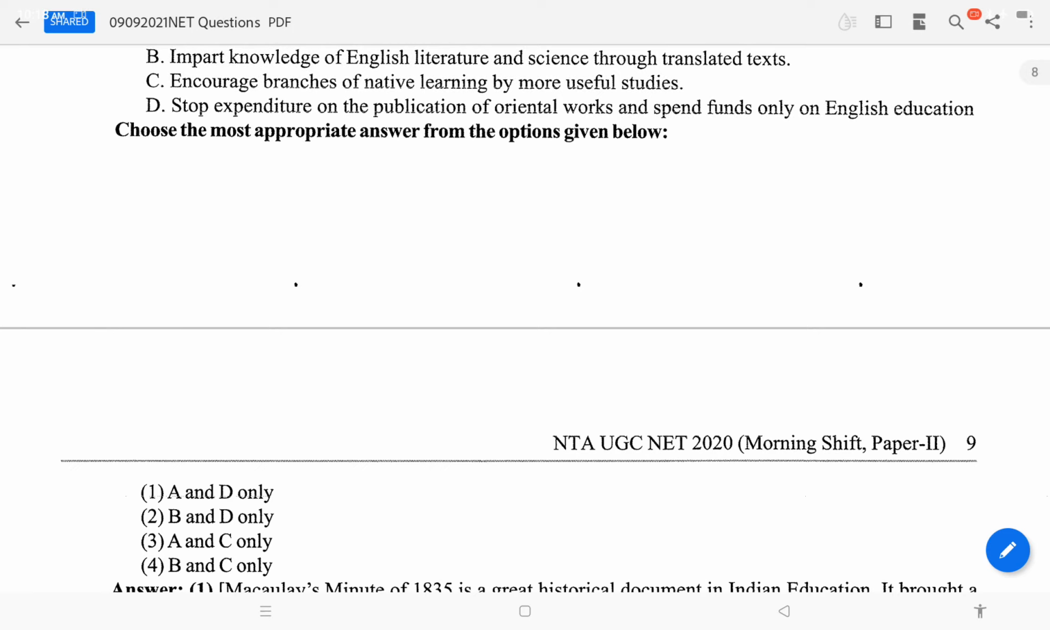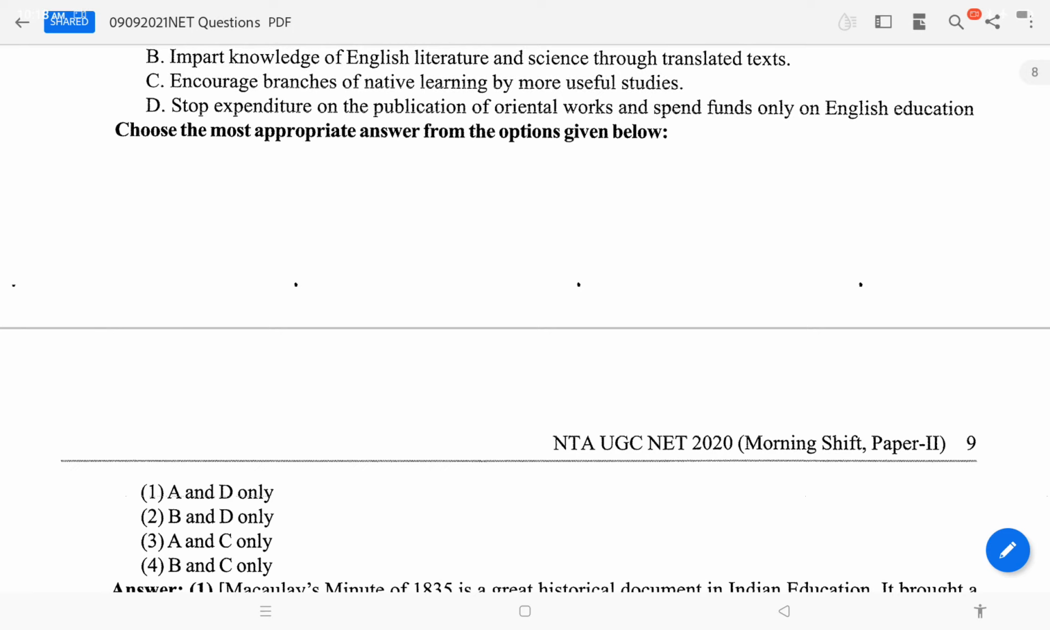Question number 31. In Anxiety of Influence, which of the following definitions is given by Harold Bloom to explain the term clinamen? So it is famous. In the book Anxiety of Influence, Harold Bloom divided some terms like clinamen. So here the answer will be 2, poetic misprision.